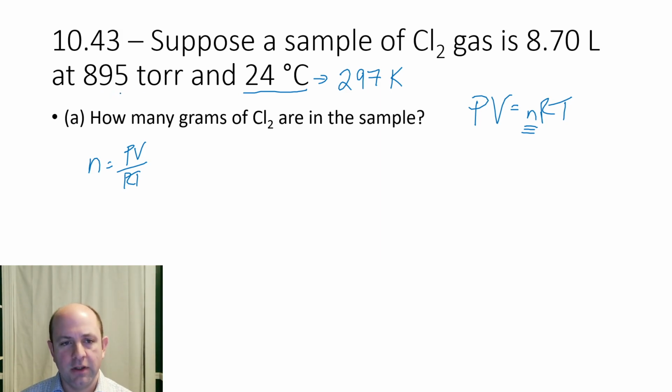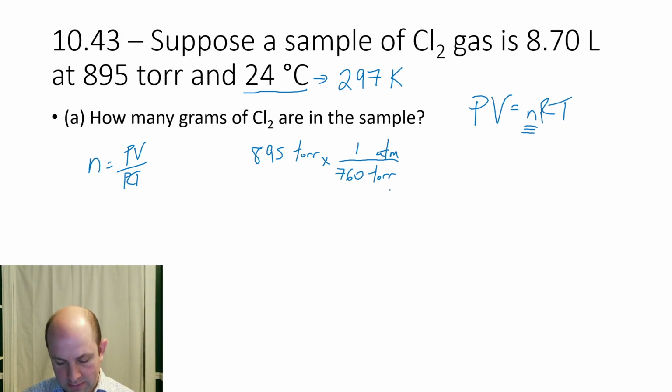We want atm. So first we're going to set up a little conversion that says if we have 895 torr, and we want to make that atm, then torr goes on the bottom, atm goes on the top, and we know from our definitions that 1 atm is equivalent to 760 torr. So 895 divided by 760, we get 1.18 atm. And now we can plug that in. So now everything's good. The volume is in liters. R is a constant. We're ready to solve for moles.